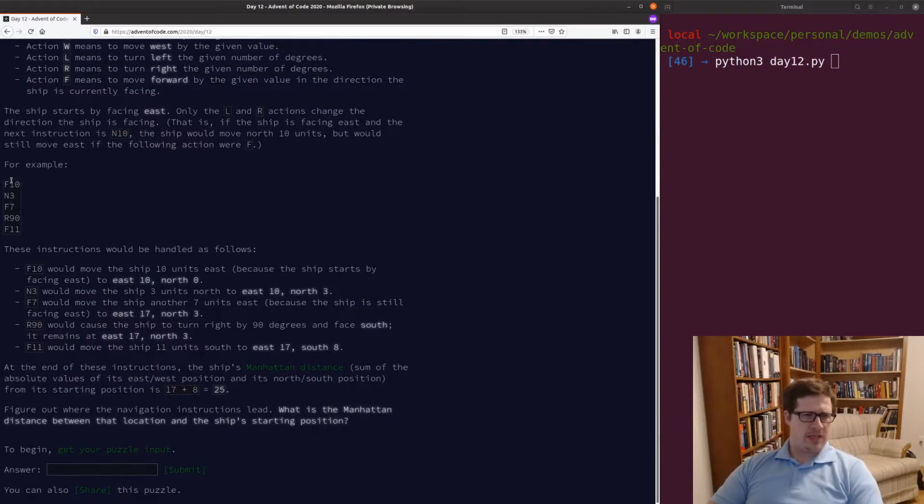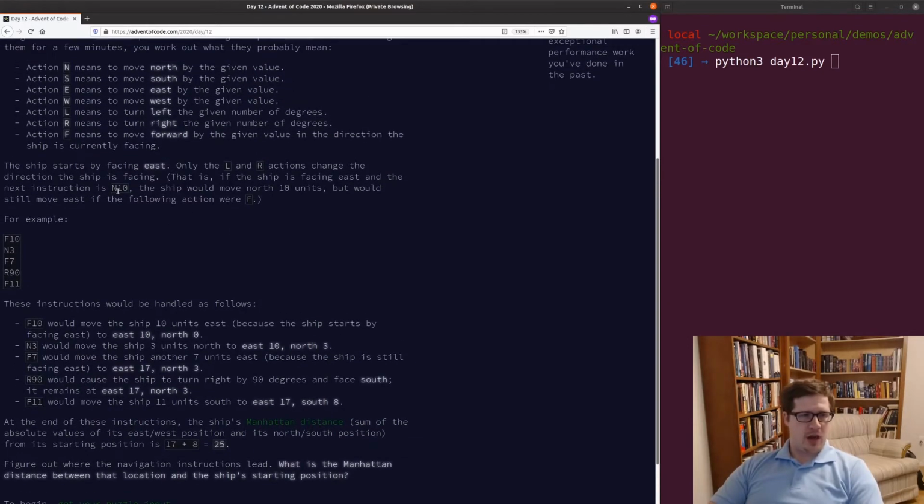And we'll use this as our example for when we're building the script here for part 1. These instructions would be handled as follows. F10 would move the ship 10 units east, because we're starting off facing east. So only the L and R actions change the direction the ship is facing. Turning left, turning right. If we're facing east and we turn left, we're going to go up. And if we turn right, we're going to be facing down.